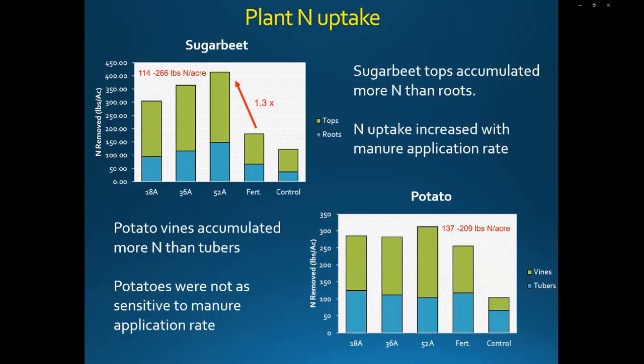And in the vines, again, there was an accumulation of about 137 to 209 pounds of N per acre. And this nitrogen is also returned to the soil at the end of the growing season. So it's really important to account for these additions of nitrogen back into the soil with crop residue that could be used by the plants the following year.